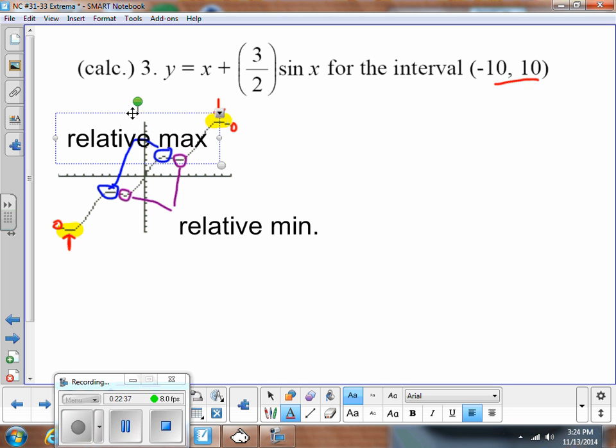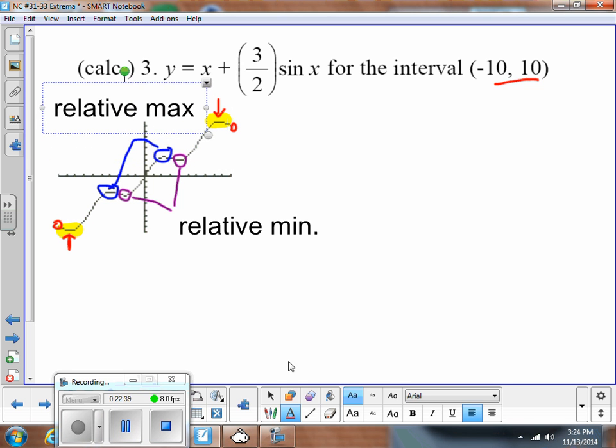Okay? So the highest point on the graph is an absolute max. These within the graph in little boxes, if I zoomed into different pieces, would be relative maximum. The lowest point on the graph would be an absolute minimum. If I zoom into different areas of the graph, these would be relative minimum.